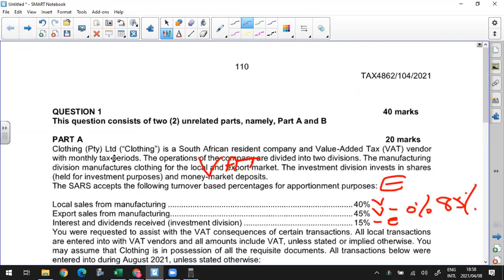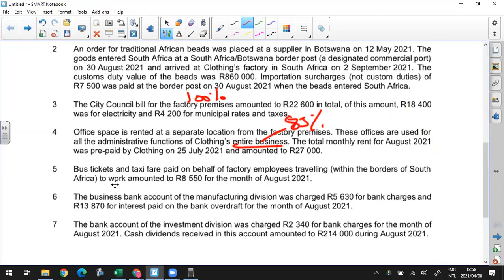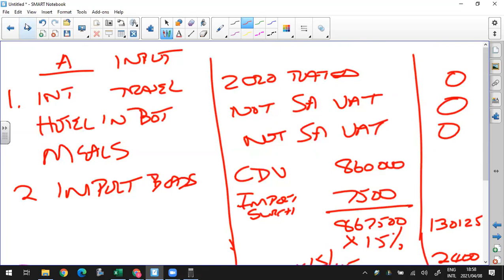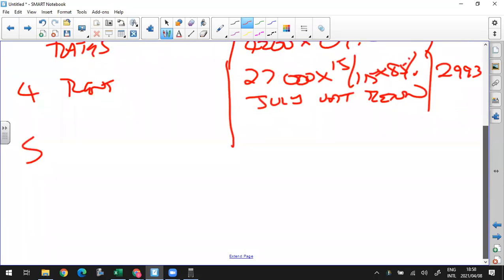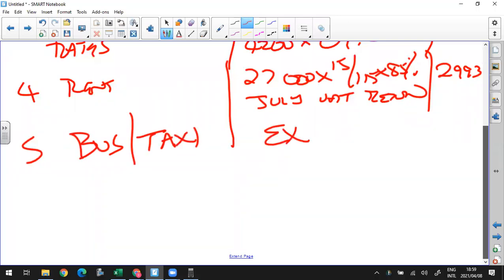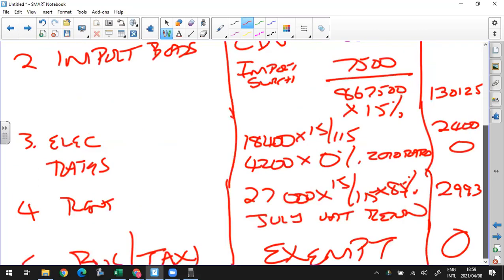Next one, number 5. It says bus tickets and taxi fare on behalf of factory employees traveling within the borders of South Africa to work amounted to 8,550 for the month of August 2021. What happens with bus tickets and taxi fare? It's an exempt supply. Transport of fare-paying passengers by road or rail is an exempt supply. So you put 0 down. Next one.